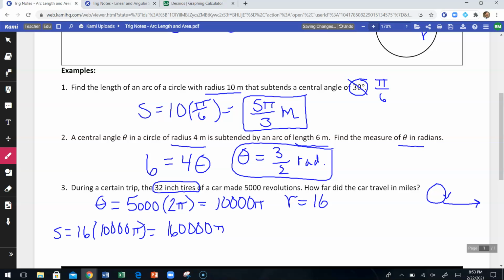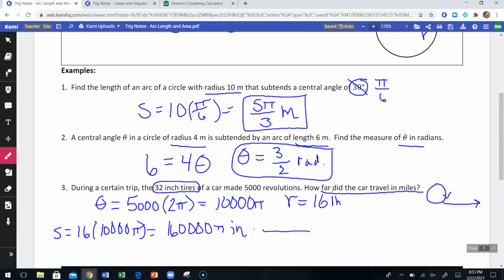And then what's our unit of measurement? Well, the radius was in inches, right? This is 16 inches, so this is in inches. And we want to know how far did the car travel in miles. So it went 160,000 pi inches. What is that in terms of miles?